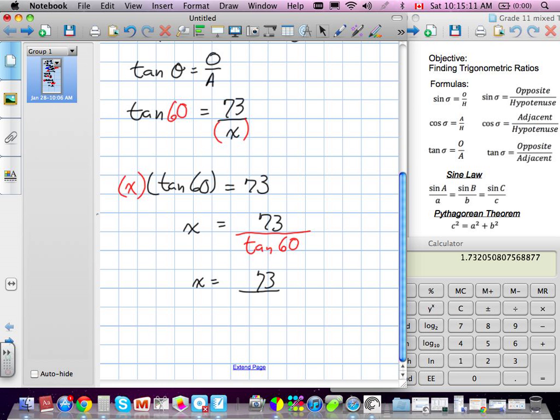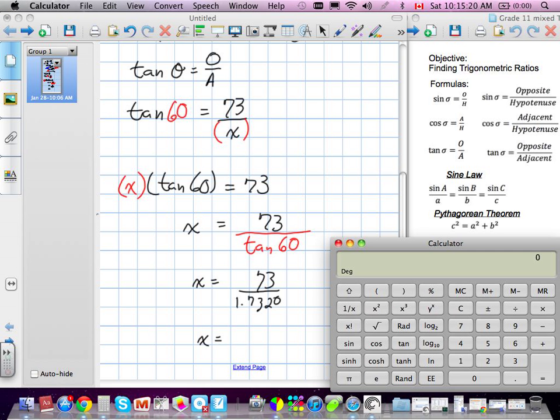Then x is equal to 73. Let's clear everything. 73 divided by 1.732, and the 0, is equal to 42.1, and we can round that to 5.